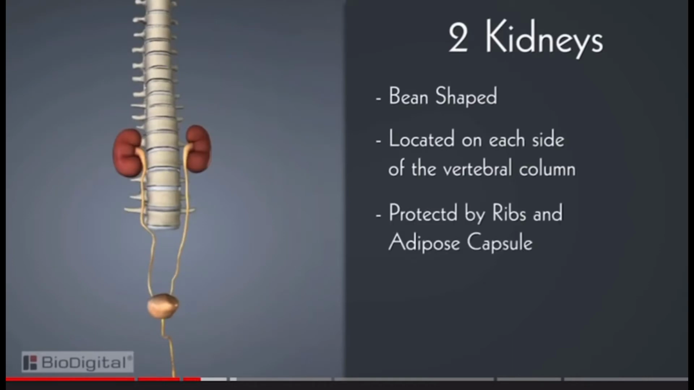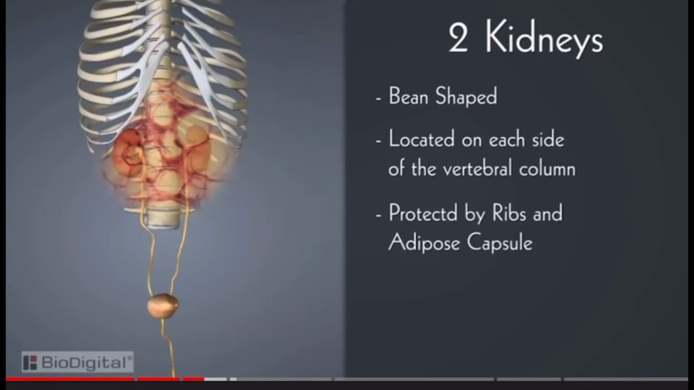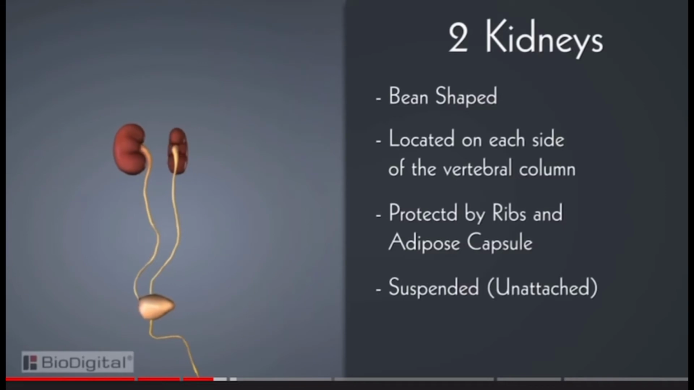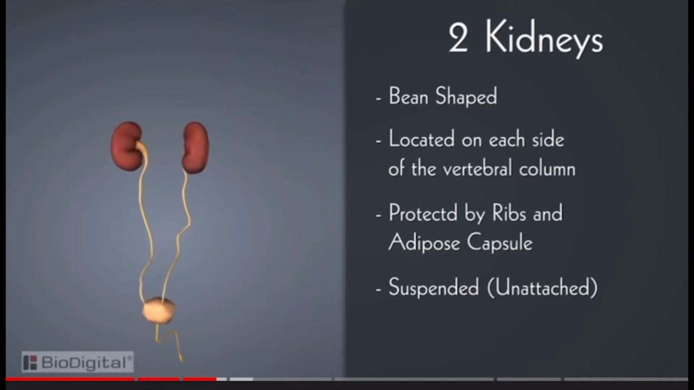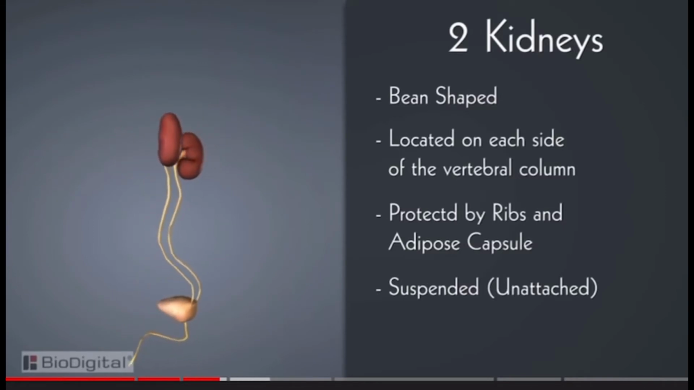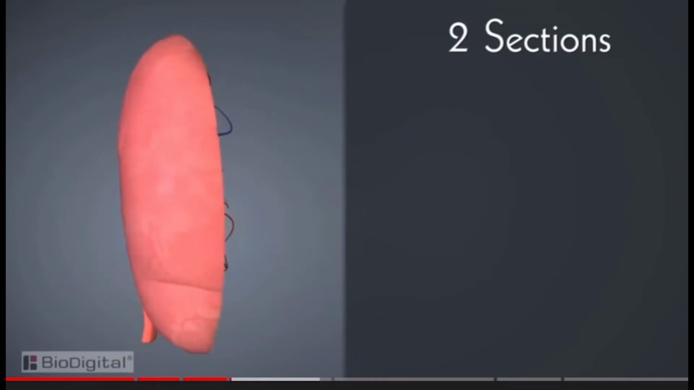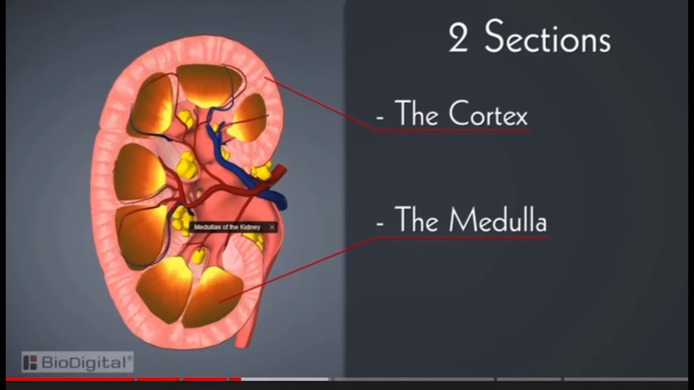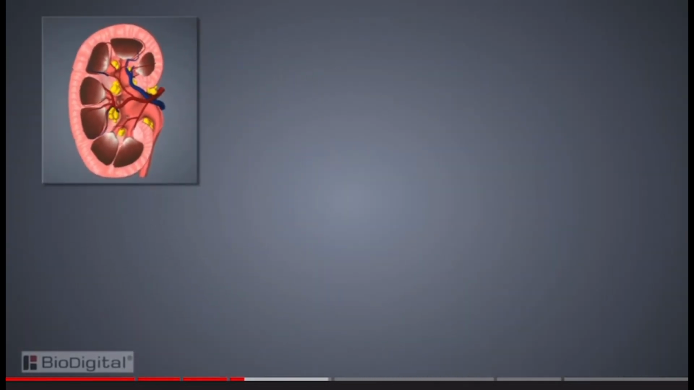The kidneys are protected by the ribs and a heavy cushion of fat called the adipose capsule. They are literally suspended in the body, meaning unattached to any other major organ. They pretty much stay up by themselves. Each kidney is divided into 2 main sections, the cortex and the medulla. The cortex is the outer section of the kidney.